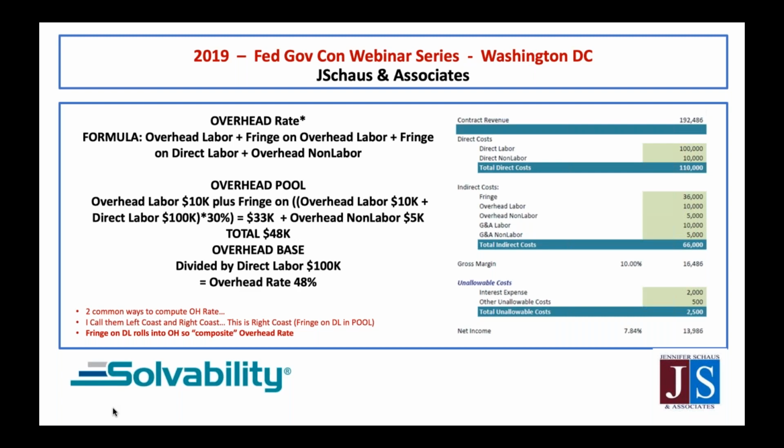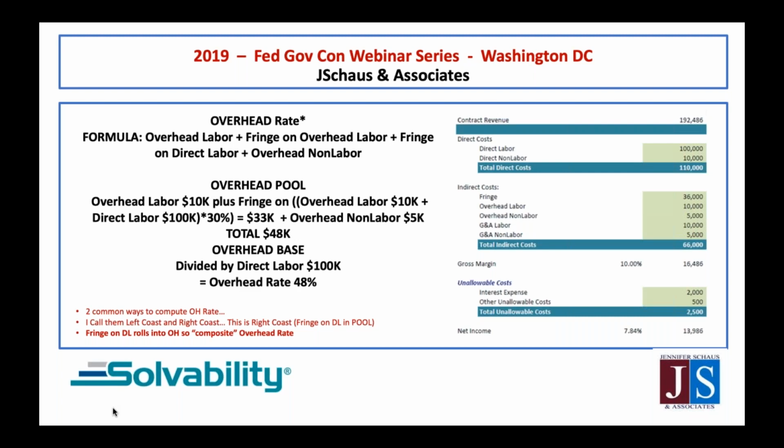My overhead pool, in this case, I'm adding up $10,000 of overhead labor plus the fringe on overhead and direct labor plus my overhead non-labor. I come up to $48,000. That's divided by my direct labor of $100,000. That's 48%. Remember again, though, I used round numbers, and I did some of this to make the math easy. So 48% is meaningless one way or the other for overhead rate. Your overhead rate is going to depend on your company. It's just like asking, how much cayenne pepper did you put in this barbecue sauce?